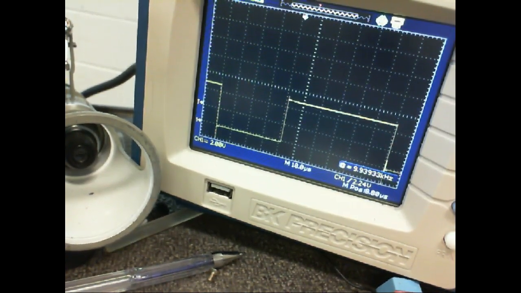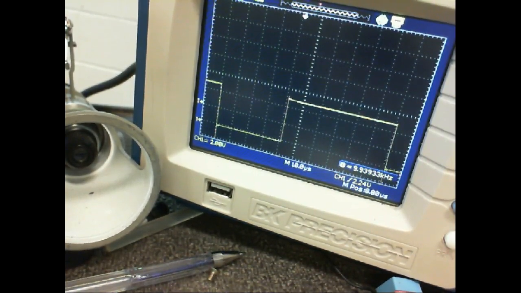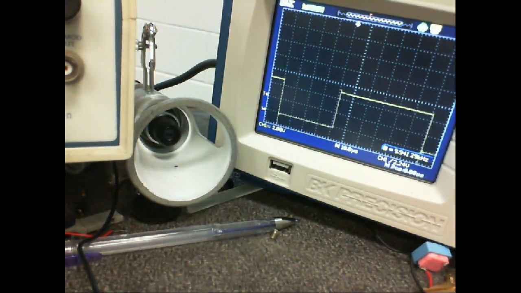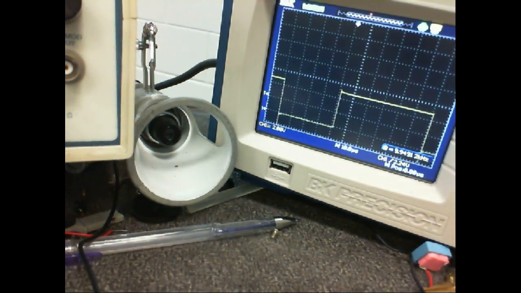What do you mean? I'm doing the fine adjust on this guy right here. So my scope is set up. I've got it set on 10 microseconds per division. So I'm trying to get 10 divisions. Okay. That makes sense? Okay.